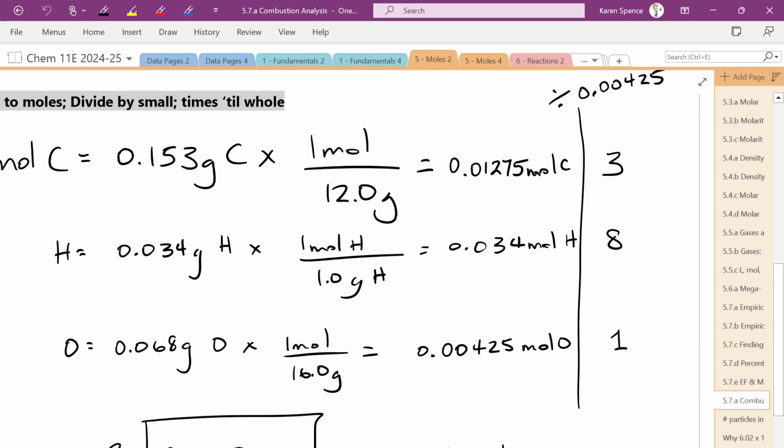A hydrocarbon is burned together. CO2 and air, empirical formula. Wait, what do we do for this?